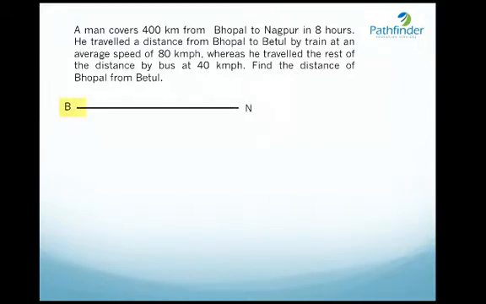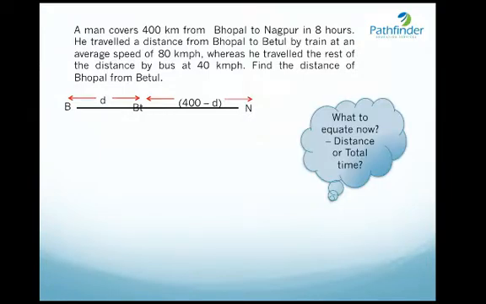So we represent Bhopal by the letter B and Nagpur by the letter N and Baitul by BT, as you can see there. The distance between Bhopal and Baitul is represented by D, and obviously the remaining distance between Baitul and Nagpur will be 400 minus D, because the total distance from Bhopal to Nagpur is 400. So 400 minus D.